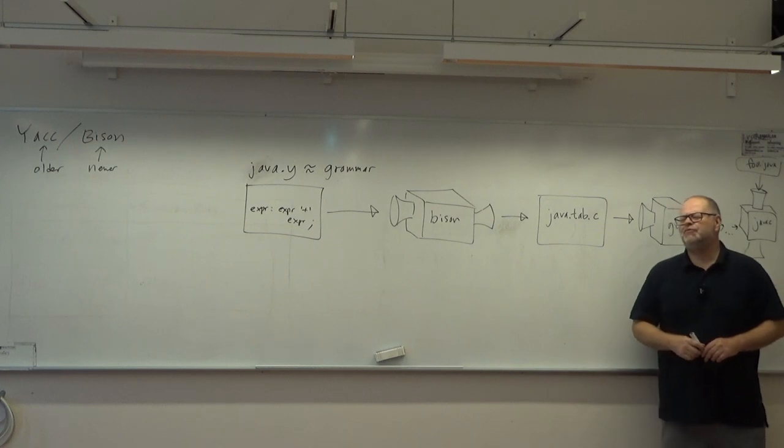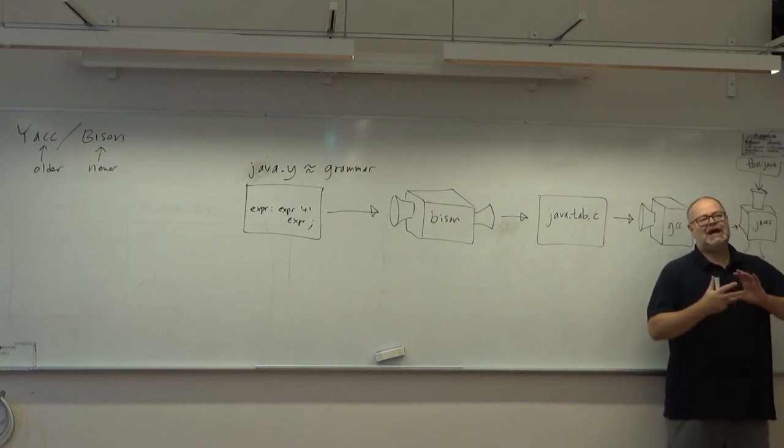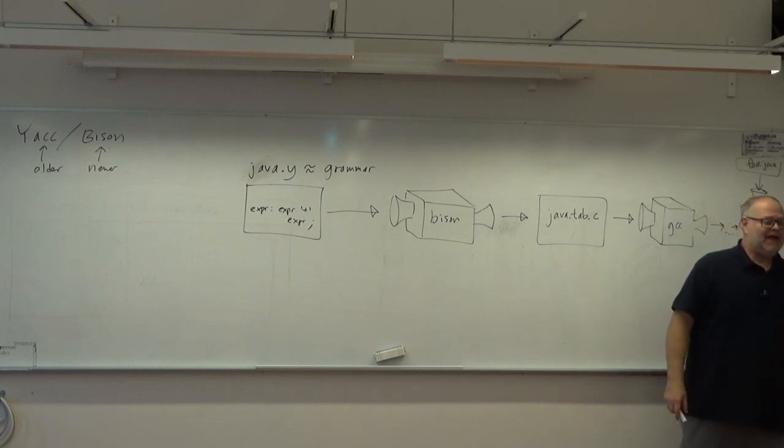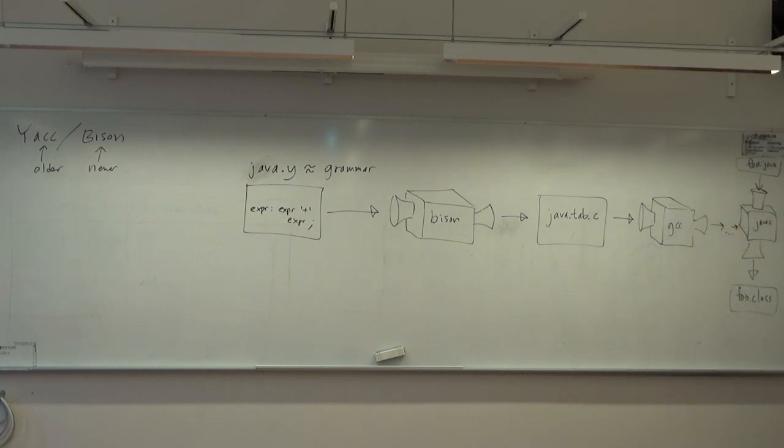Sometimes you need to have other code that works together with the parser, for example, the scanner. And when your scanner finds a certain token, let's say a number, an integer, it needs to tell the parser, oh, I found an integer. So you need to interface the scanner and the parser.